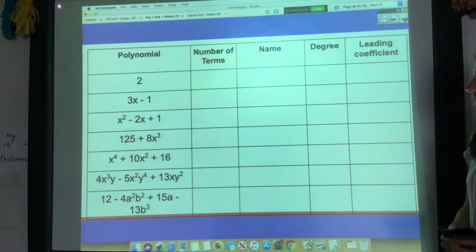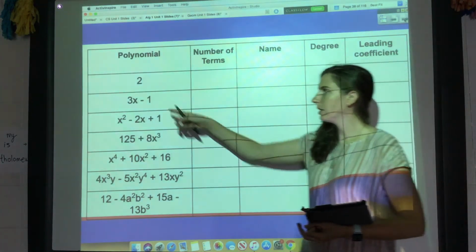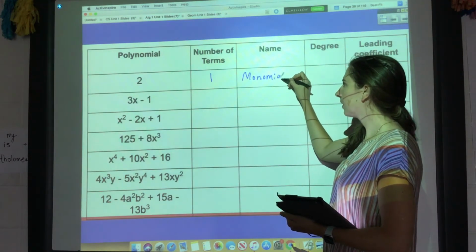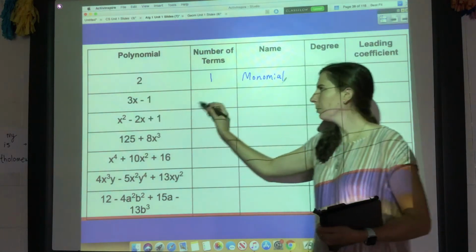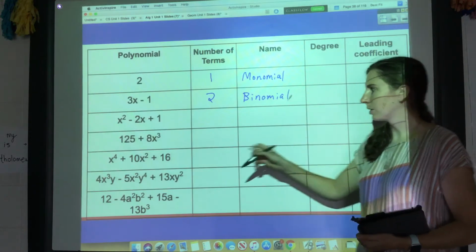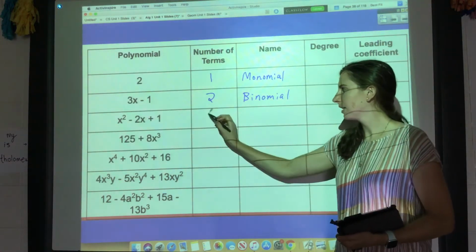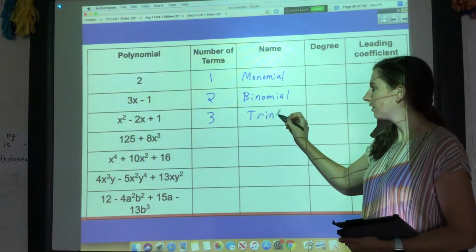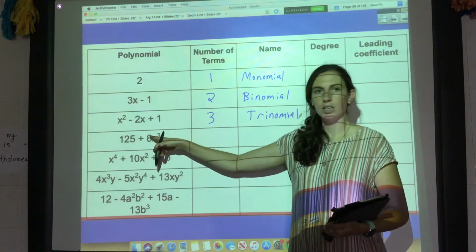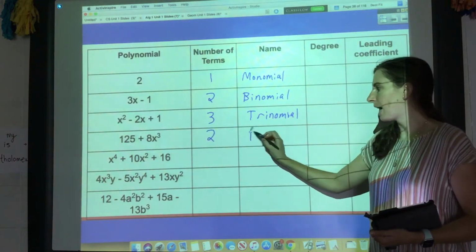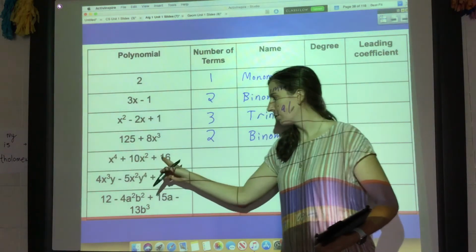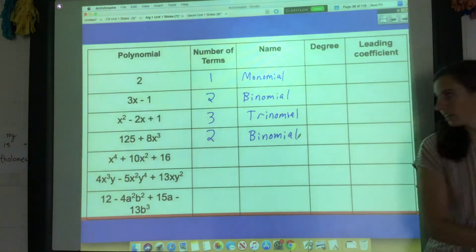Okay, first let's describe the number of terms. So this one is just one term. That makes it a monomial. This one has 2 terms. That makes it a binomial. This one has 1, 2, 3 terms. That makes it a trinomial. This one has 1, 2 terms. That makes it a binomial. This one has 1, 2, 3 terms. That makes it a trinomial.